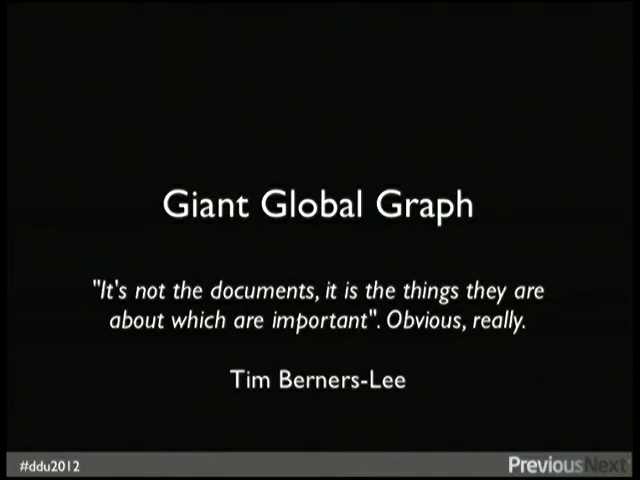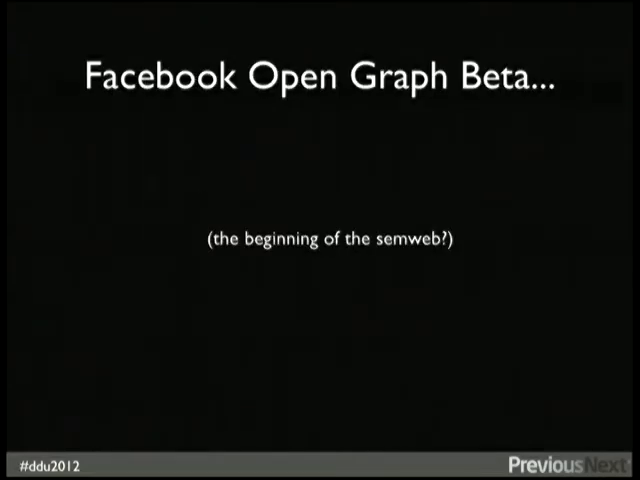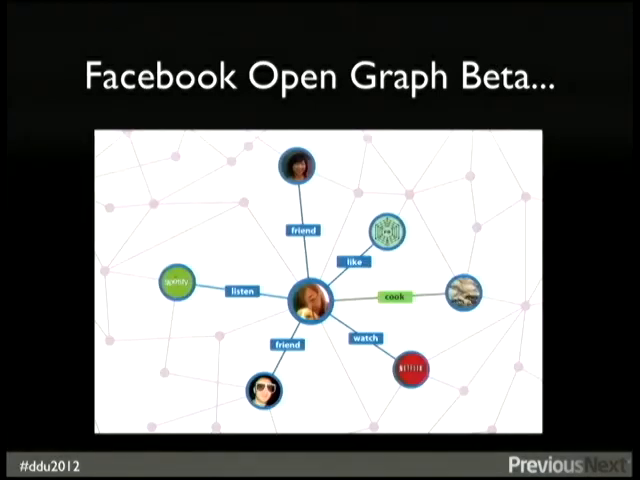Obvious, really, and again, it's obvious now. It's not literally just the entire document, but the things they're about, the vocabularies and the shared understanding. Facebook Open Graph has been out for a little while, and it's sort of the beginning of the semantic web in some ways.